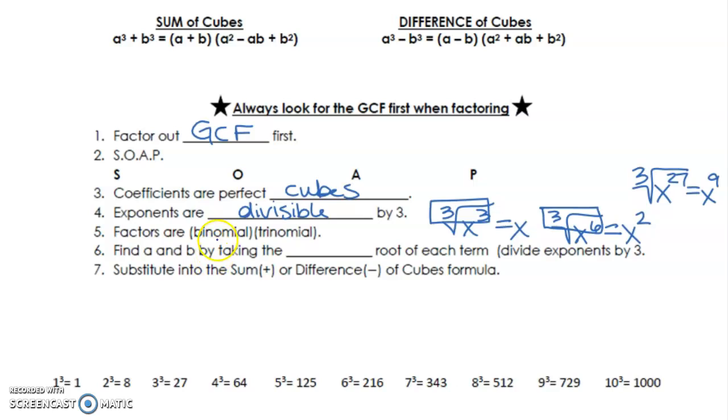The factored forms are going to look like a binomial and trinomial. So we have a binomial here and a trinomial here, a binomial here and a trinomial here. I want you to pause the video and take a look at the sum of cubes and the difference of cubes formulas. Notice what's the same about them, and what's different about the formulas.